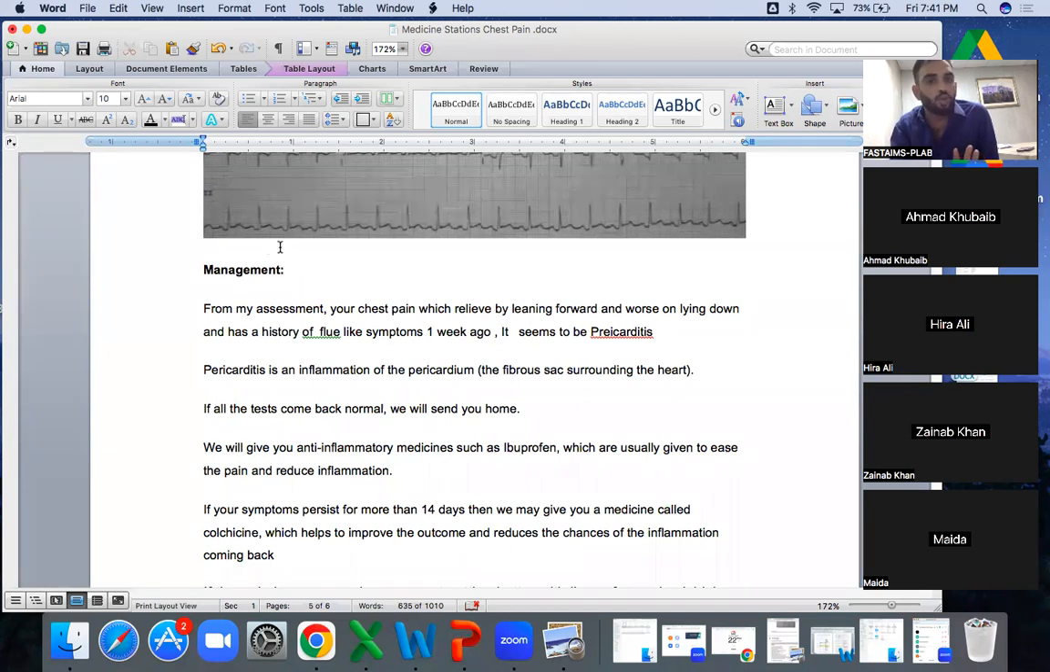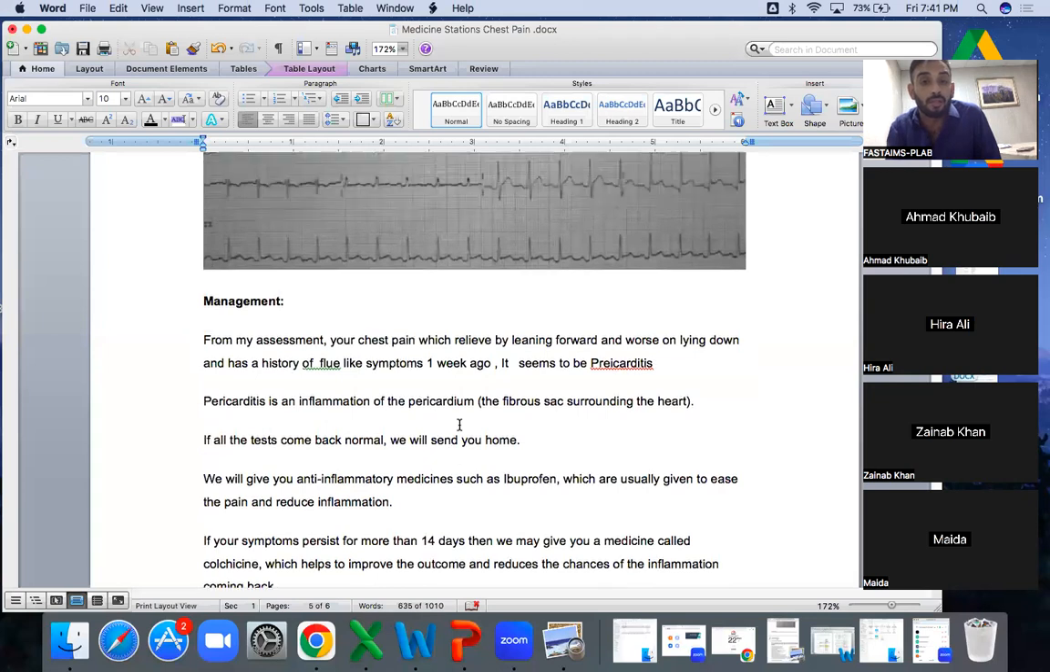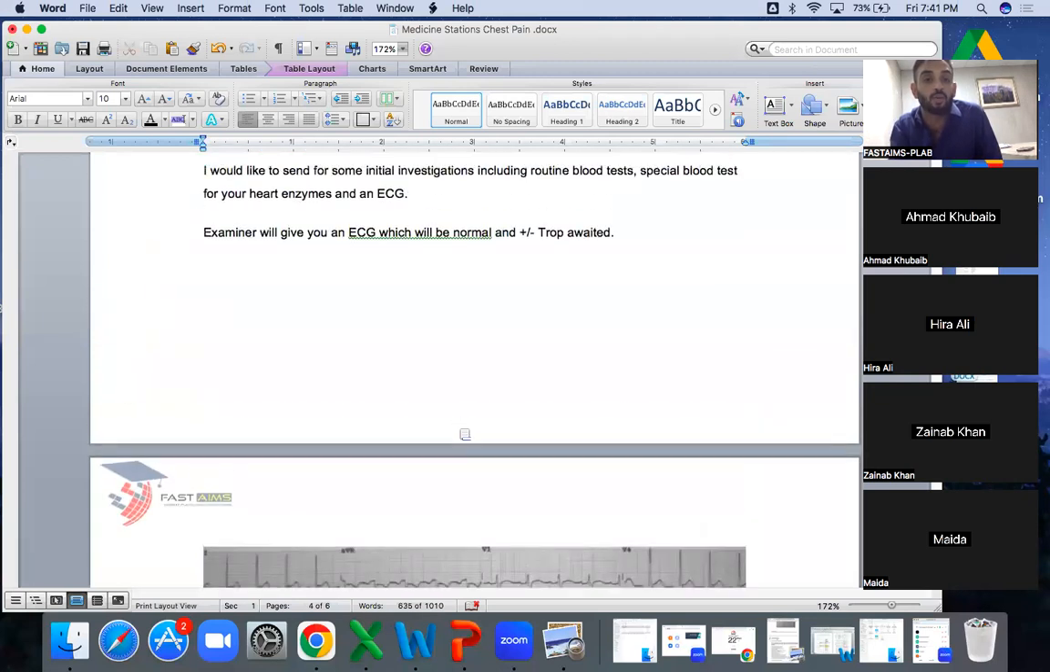If the test came back, you have already sent for the test. If the test came back normal, we will send up. Now you will keep the patient in observation because you have the suspicion. Then after tests are coming back normal, because you have done what? Troponin.